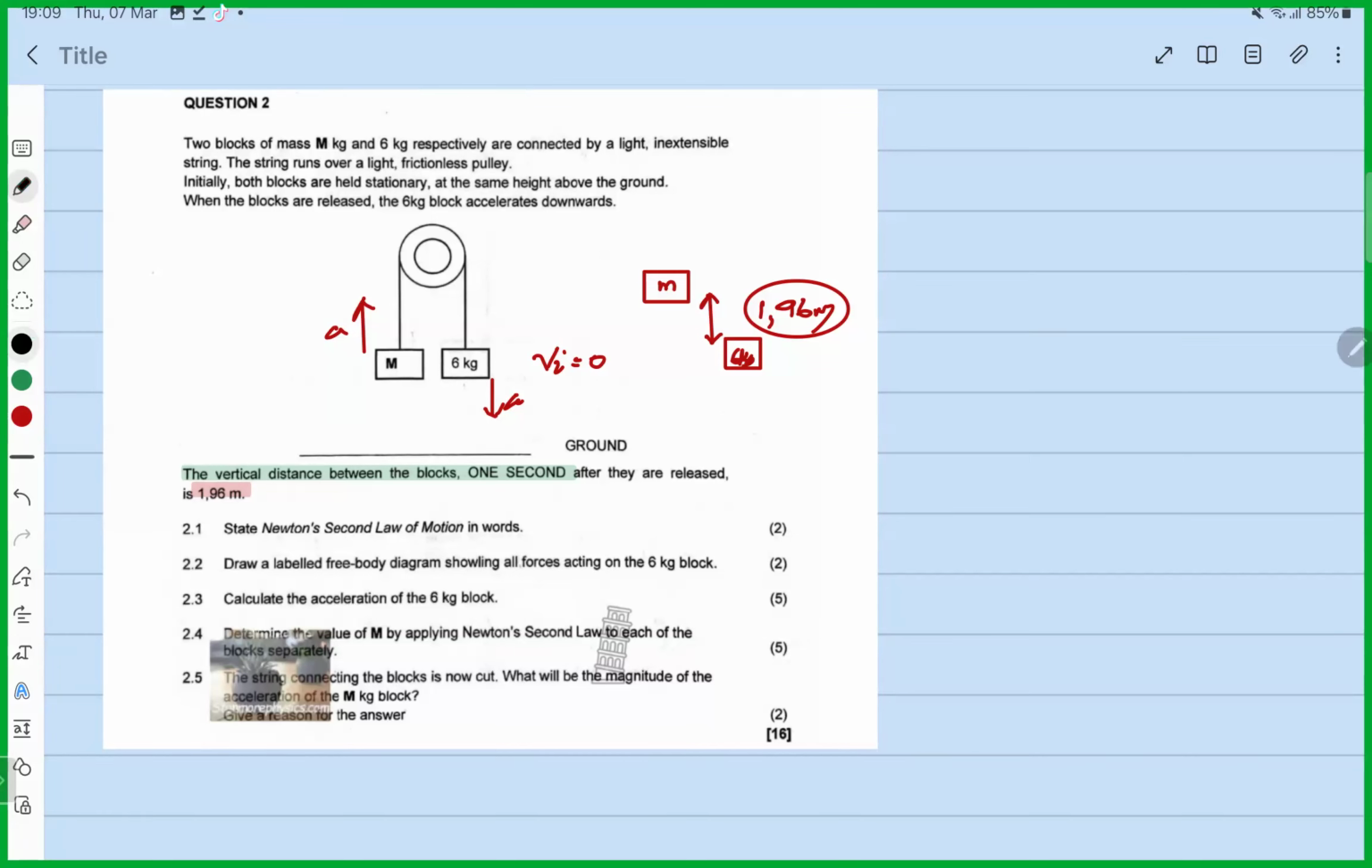All right. So there are several things you mentioned there which are correct. Firstly, they both started at the same level.